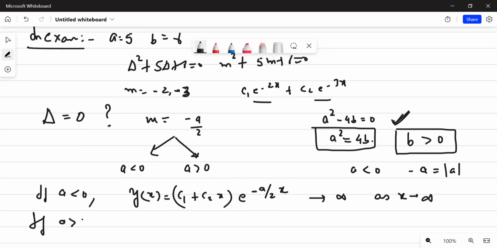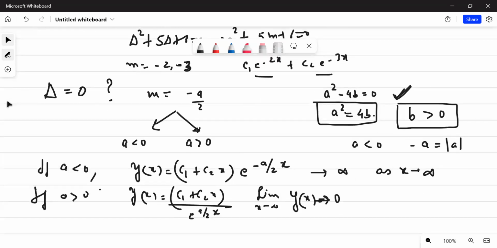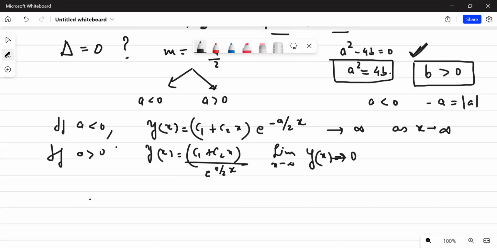Now, if a is greater than 0, then y as a function of x would be given by c1 plus c2x, and you can now write e to the power a by 2x, because instead of writing e to the power minus a by 2x, I'm preferring writing this. Apply L'Hospital's rule, and you can clearly find that as x tends to infinity, y(x) would go towards 0. So from here also you know that if del is equal to 0, the solution will only be tending to 0 as x tends to infinity if a is greater than 0.